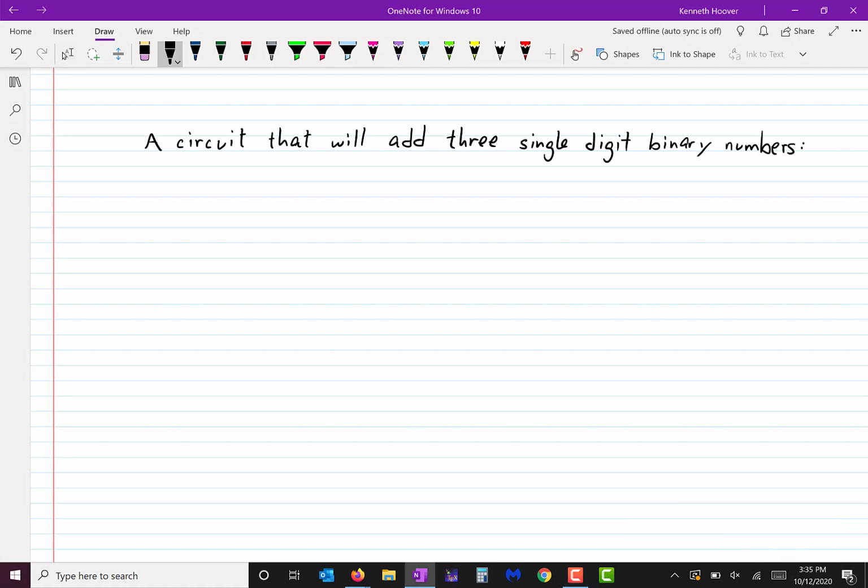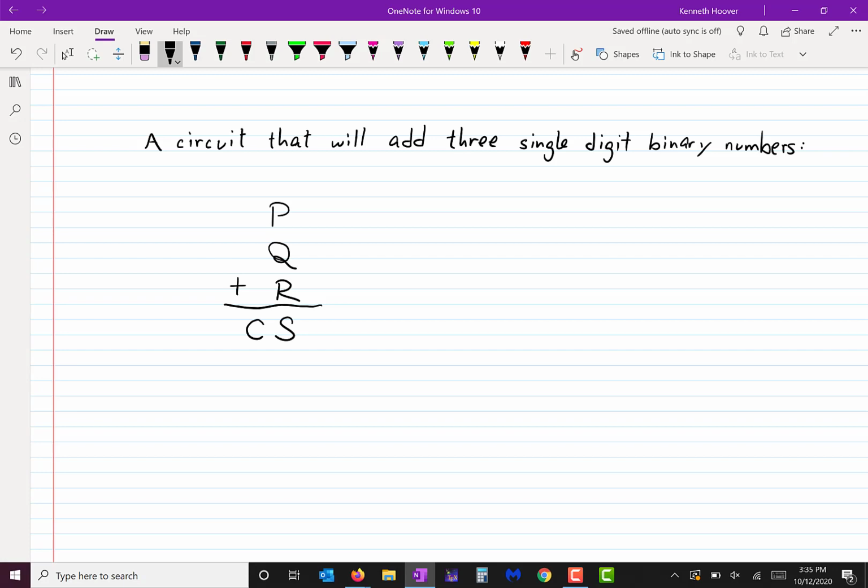So suppose we have P, Q, and R that are single-digit binary numbers. So they are each either 1 or 0. And we want to add them together. We will get an answer that is either 1 digit or 2. We will write it as 2, although the first one might be a 0. And we'll go ahead and call that C and S again, just like in the previous problem.